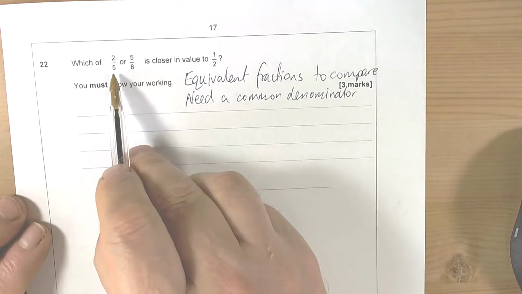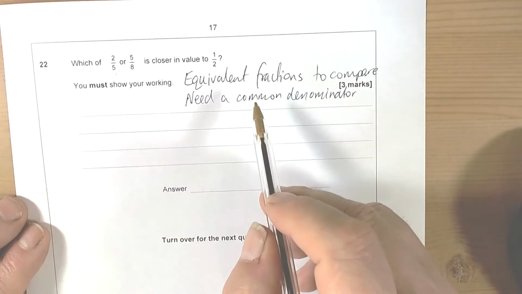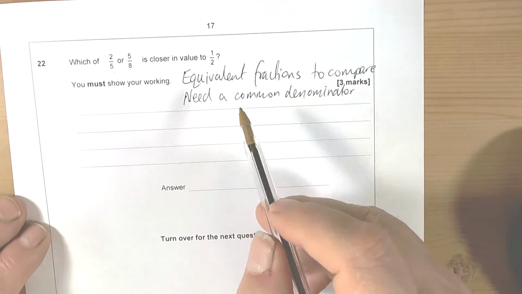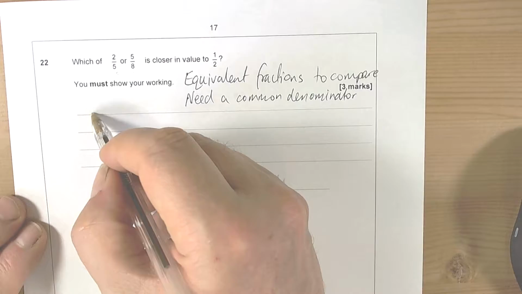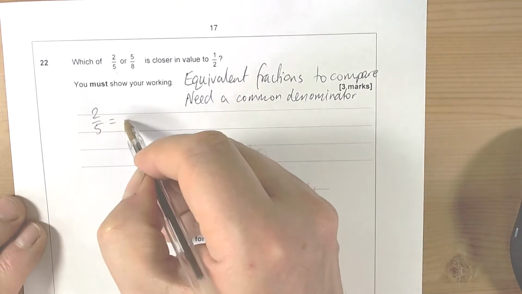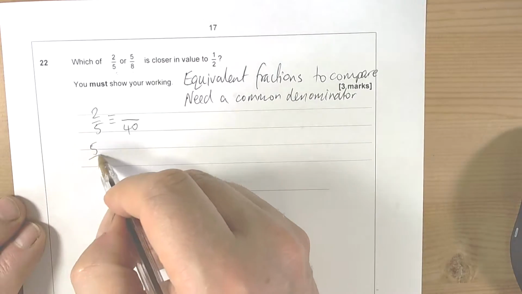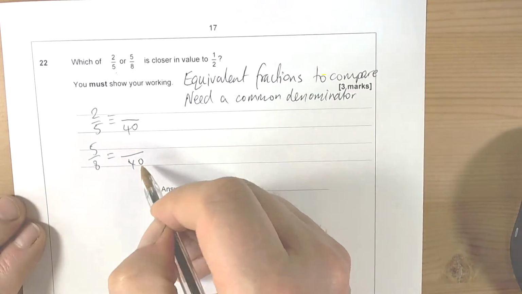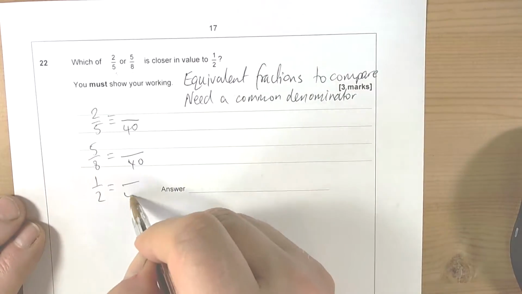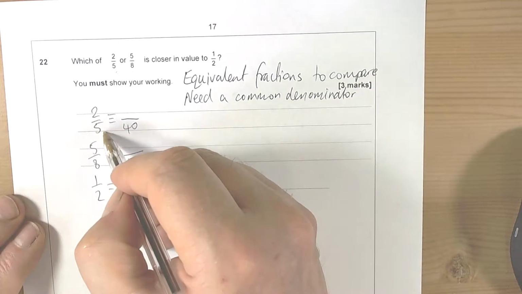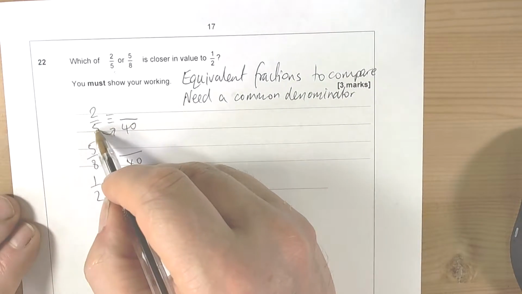So in this case, we can see that 5, 8 and 2 all go into 40. So we're going to turn them into 40ths. So 2/5 is the same as that 40th, 5/8 is the same as that 40th, and a half is the same as that 40th.